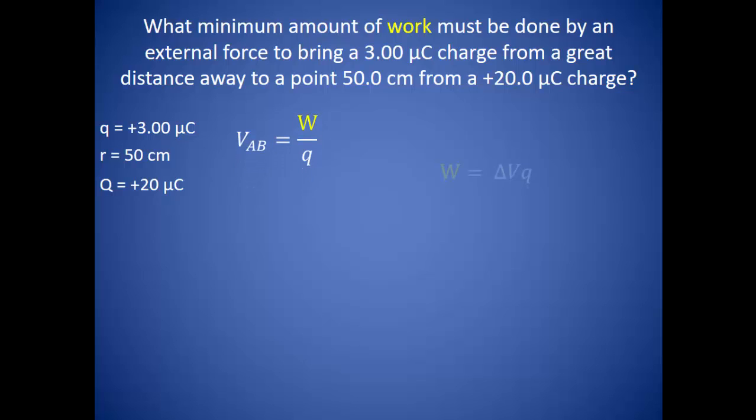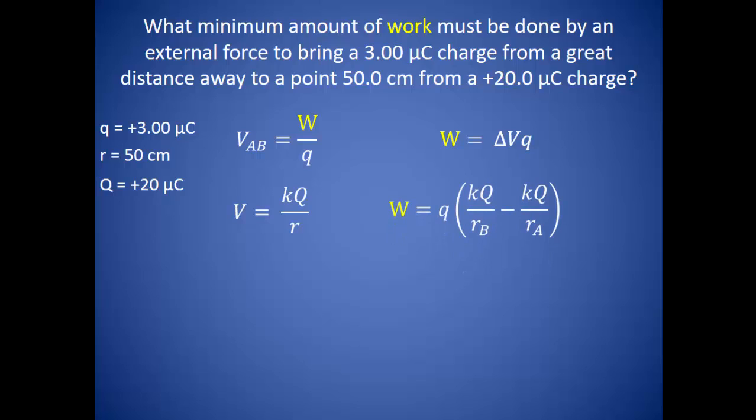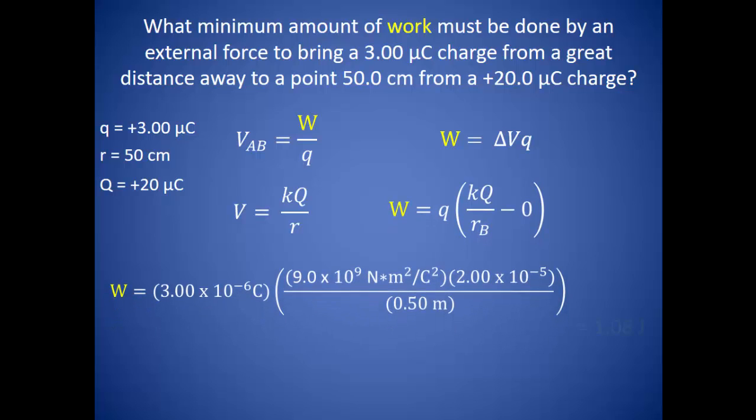So that gives us a nice place to start. Since we are dealing with point charges, we need to find the voltage associated with each point charge. This gives us the external work required to move the charge to be the magnitude of the charge multiplied by the change in potential energy. Now remember, when we say a great distance, we really mean an infinite distance. So the potential energy for the initial distance will be zero. Now we have everything we need, and we find 1.08 joules of work to move that charge.